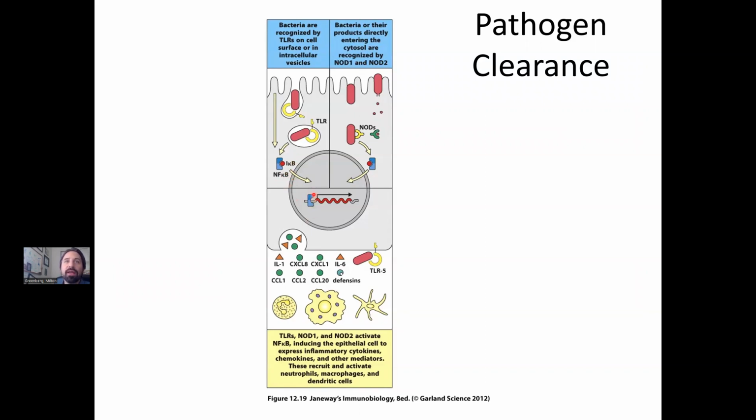NF-kappa B is going to get activated, go into the nucleus, and start making a number of pro-inflammatory cytokines. These pro-inflammatory cytokines and chemokines, things like IL-1, IL-8, CCL1, CCL2, and inherently antimicrobial proteins like defensins, will start activating a number of inflammatory mediators. These will then help recruit and activate neutrophils, macrophages, and dendritic cells. All those inflammatory cells will start migrating into the tissue to help kill the bad stuff and facilitate pathogen clearance.